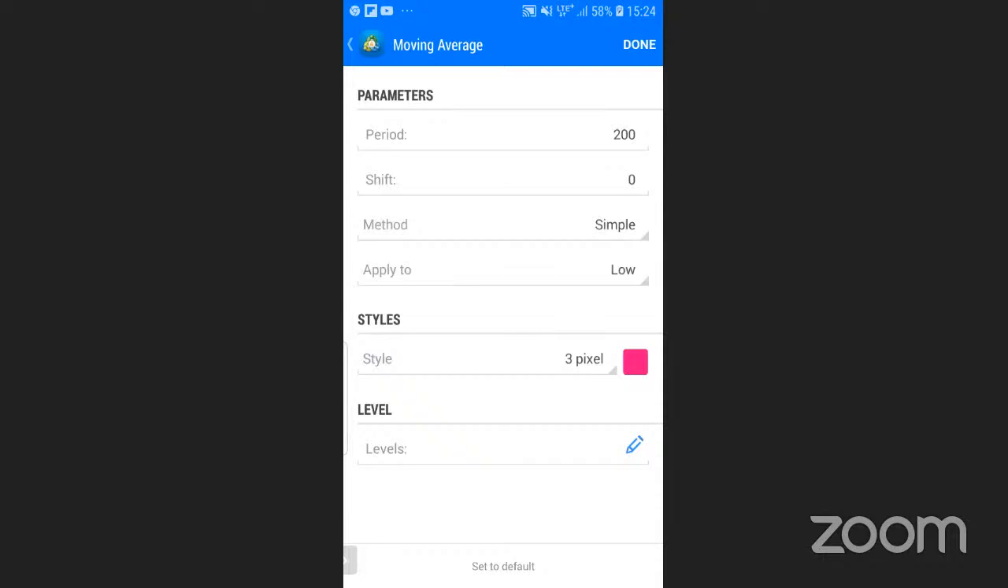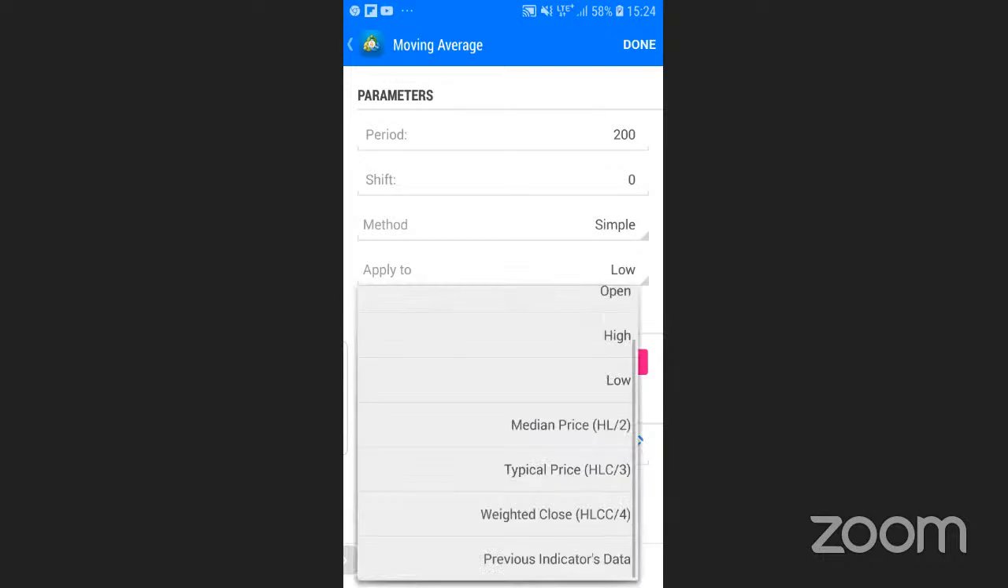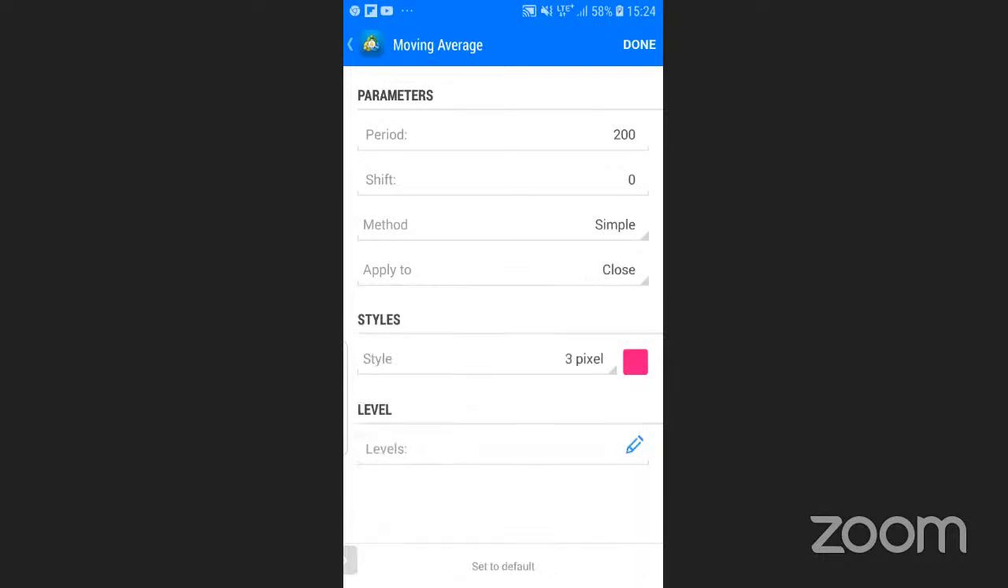Apply to close. I love applying my moving average to the closing price. 200 period simple moving average to the closing of the candlestick, which is the closing of price. On your chart, you can determine your time frame, the time frame you want to apply that 200 moving average to.